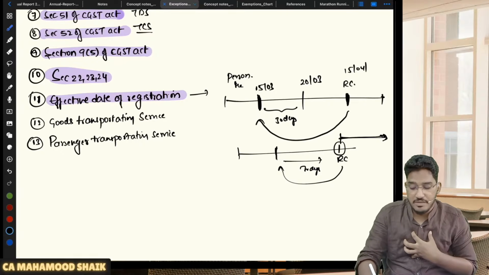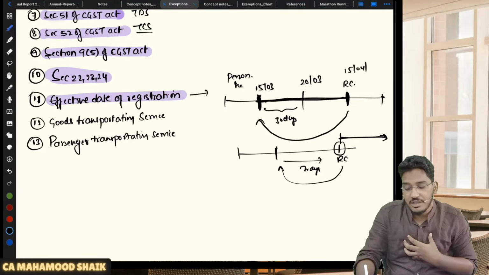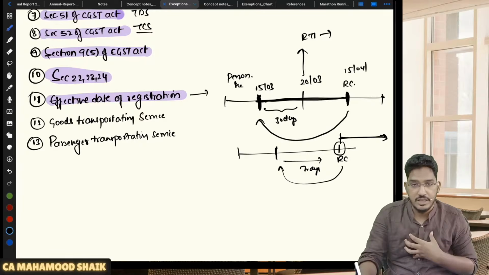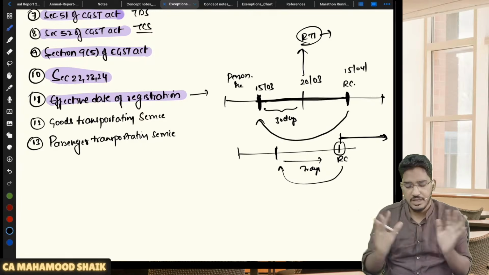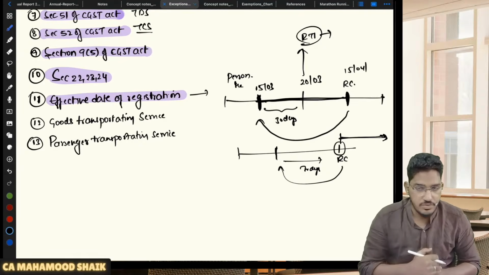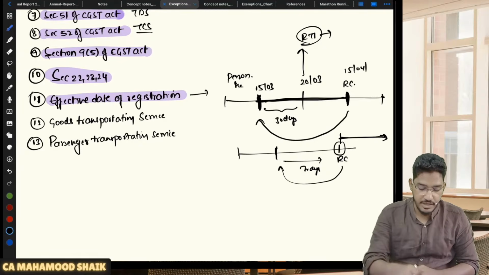Now, the purpose here is, if your registration has become effective retrospectively from the date you become liable for registration till the time you got the registration certificate, you can give revised tax invoices. Within 30 days, within 1 month from the date of registration, you can issue the revised tax invoices. That is one connecting provision here. So this is what I wanted to bring before you regarding the effective date of registration.